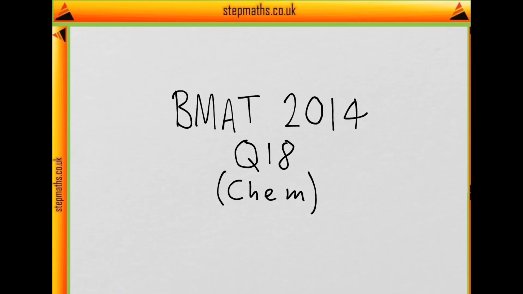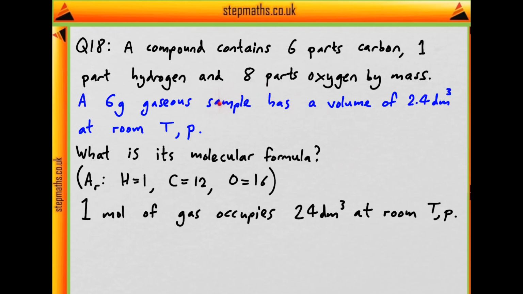This is question 18 on chemistry from the 2014 BMAT. So we're told that an organic compound contains 6 parts carbon, 1 part hydrogen and 8 parts oxygen by mass, and that a 6 gram gaseous sample has a volume of 2.4 decimeters cubed at room temperature and pressure. So what is its molecular formula, given the relative atomic masses and that 1 mole of gas occupies 24 decimeters cubed at this room temperature and pressure?